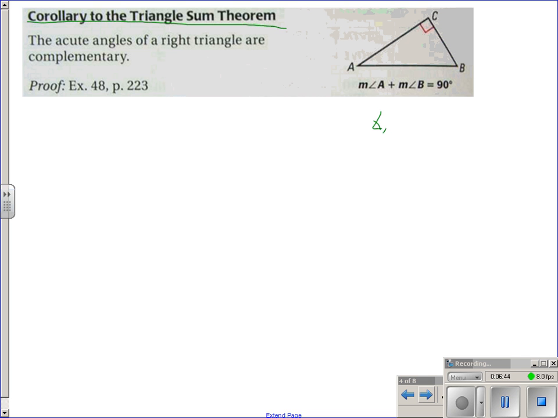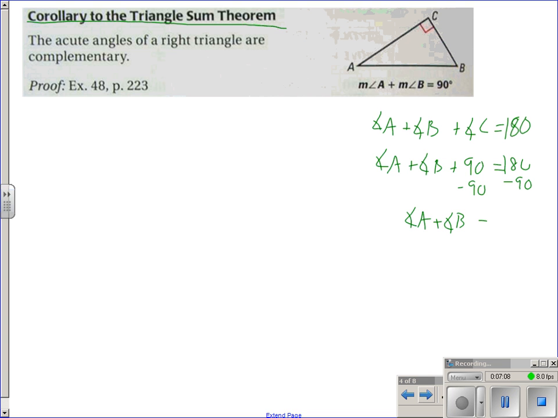So angle A plus angle B plus angle C equals 180. Well, angle C is a right angle. That means it's 90 degrees. So angle A plus angle B plus the 90 equals 180. If you subtract 90, you have angle A plus angle B equal to 90 degrees. So what this corollary says, if you have a right triangle, the other two angles, the ones that aren't 90 degrees, they're going to add to be 90 degrees.